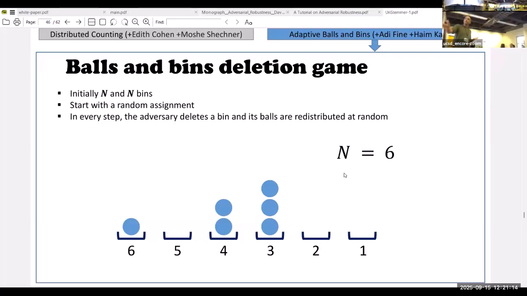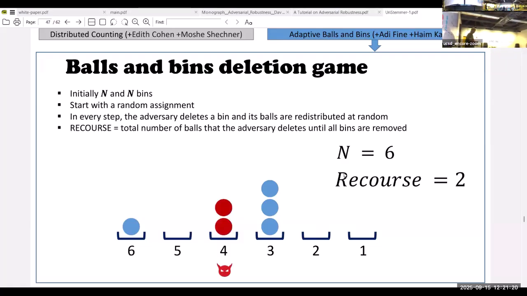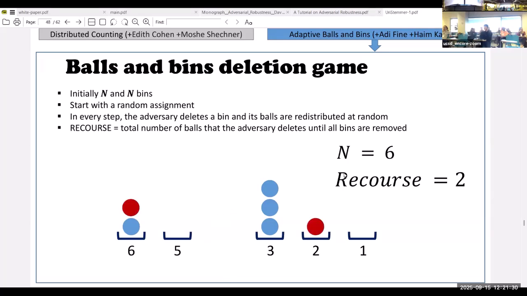So I think you got it already, but here is a picture. Initially you just throw n balls into n bins. The adversary sees that, chooses a bin to delete. The adversary gains 2 because it forces you to redistribute 2 balls. This bin goes away, its balls are redistributed. My cost is 2. The adversary sees this, decides on a bin to delete. The adversary's gain is now total 5.